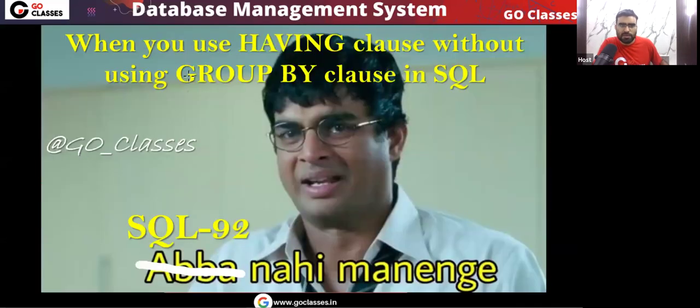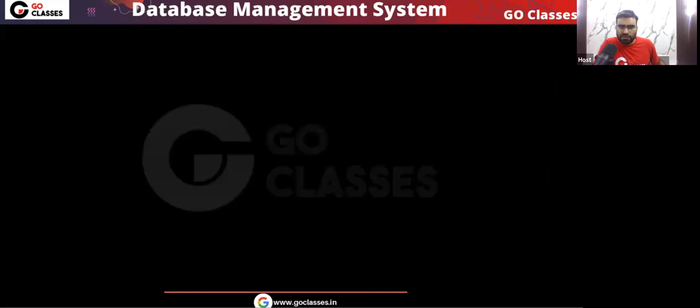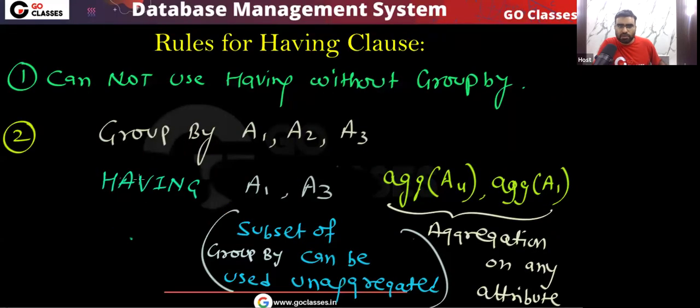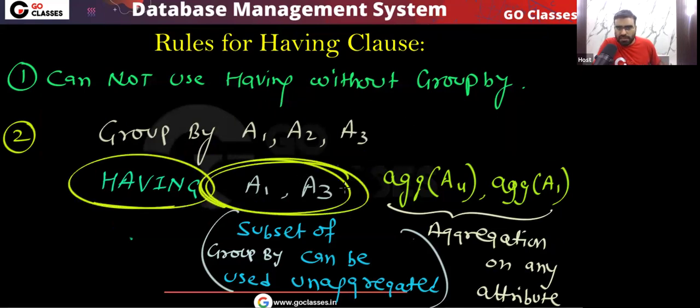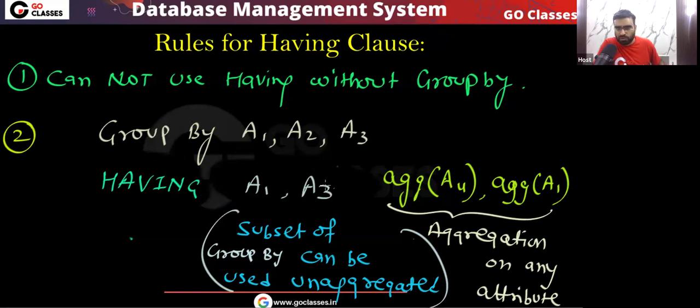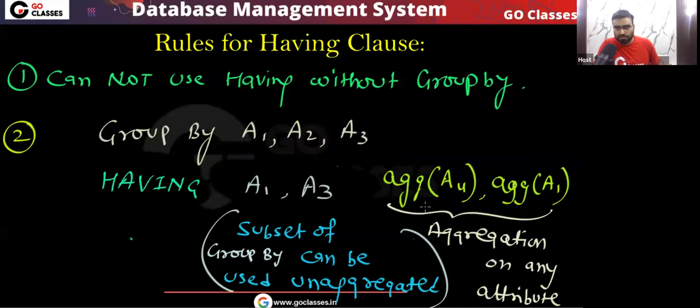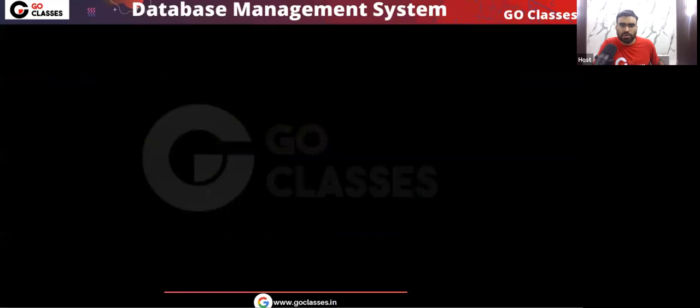You can see this meme. When you use having clause without group by clause in SQL, SQL 92 does not allow. Okay, very simple. Now let's move on. So is this clear? Let me know. What is having clause? What is allowed in the having clause? What is not allowed in the having clause? So in the having clause, unaggregated attributes must come from the group by clause. A subset of them you can use here, and aggregation you can do on any attribute. Very simple. So let's move on.